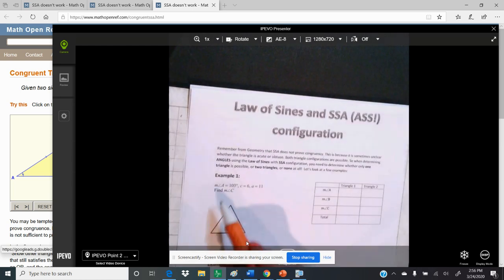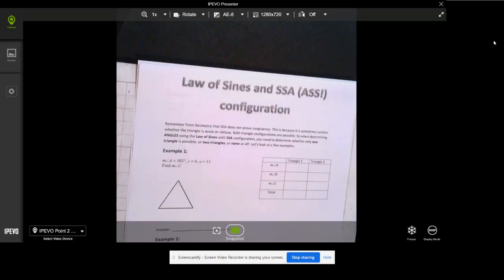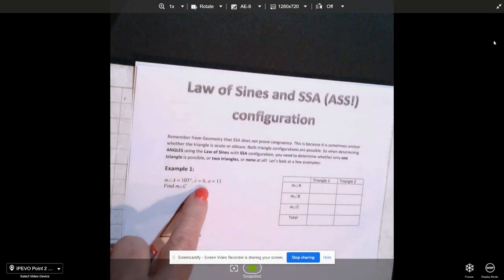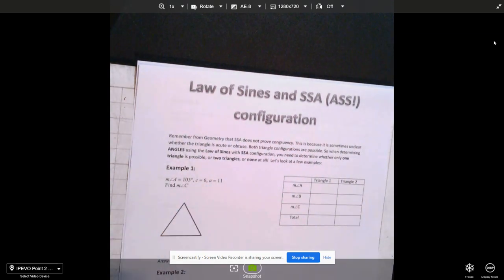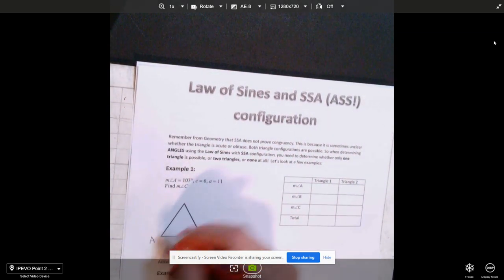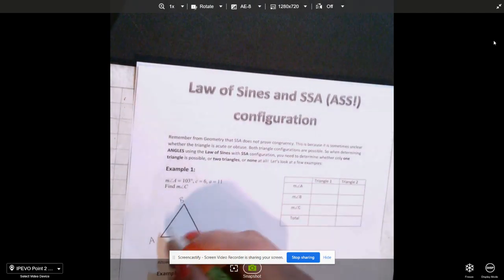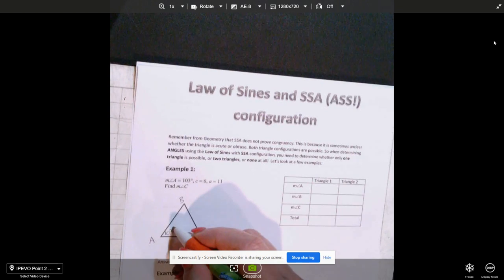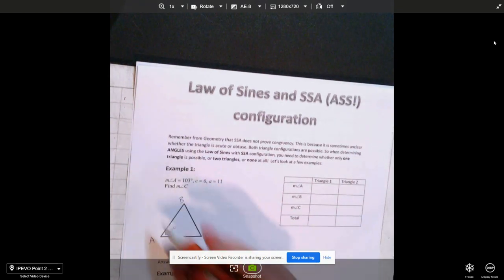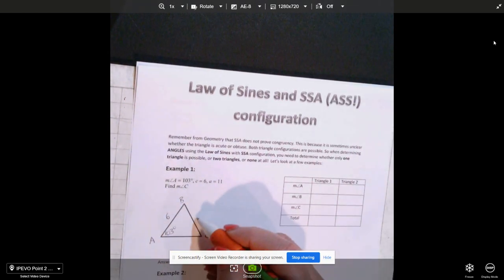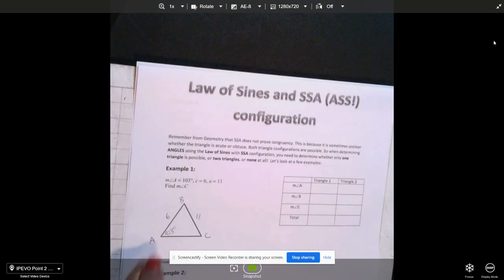So they give you some information. They tell you that the measurement of angle A is 103, c is 6, and a is 11. Just draw that in anywhere you want, A, B, C. So you know angle A is 103, c, which is opposite angle C, is 6, and a is 11. If you take a look, you have an angle-side-side configuration.